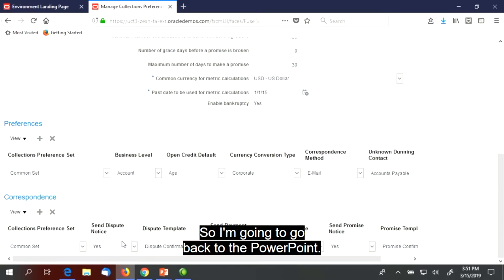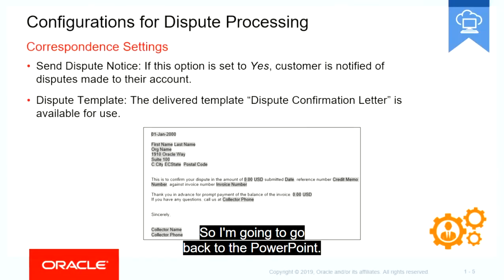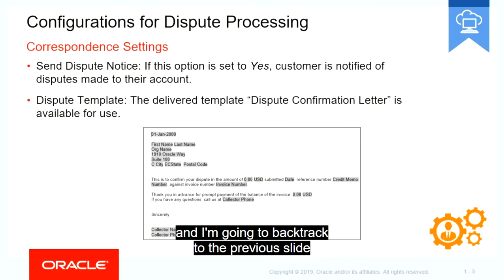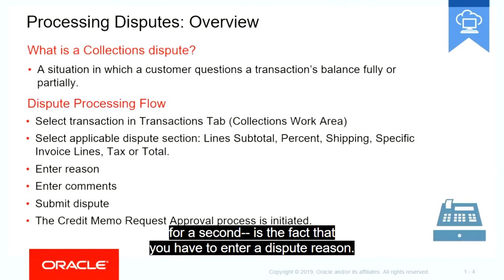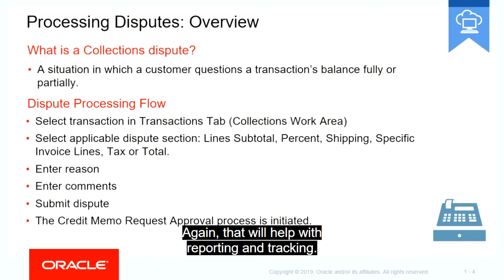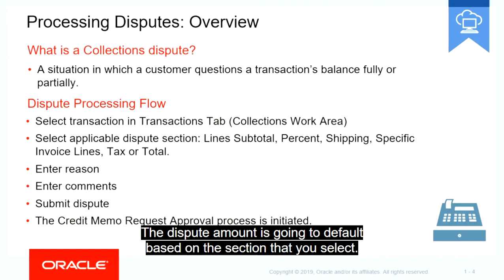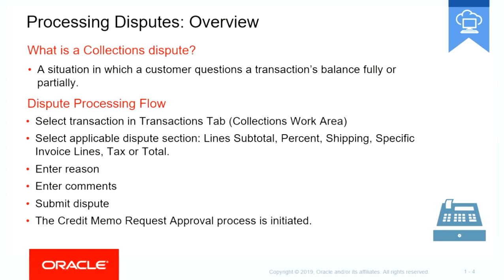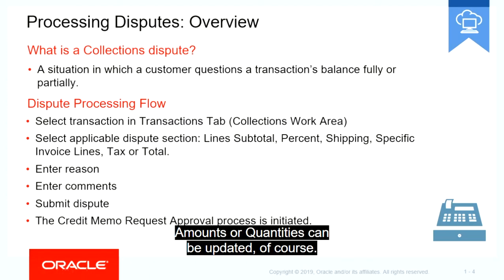So I'm going to go back to the PowerPoint. Now one thing here that I would like to highlight in terms of the dispute process, and I'm going to backtrack to the previous slide for a second, is the fact that you have to enter a dispute reason. Again, that will help with reporting and tracking. The dispute amount is going to default, based on the section that you select, and we have different options here: subtotal, tax, invoice lines, amounts or quantities can be updated, of course.